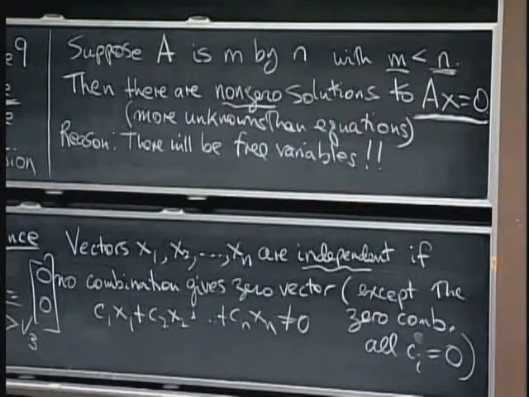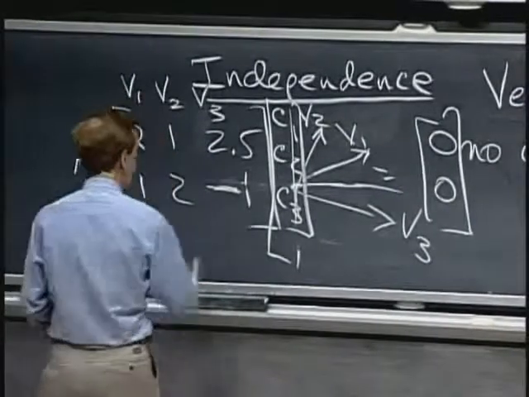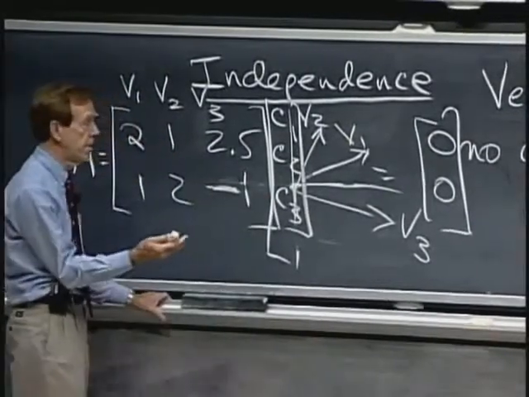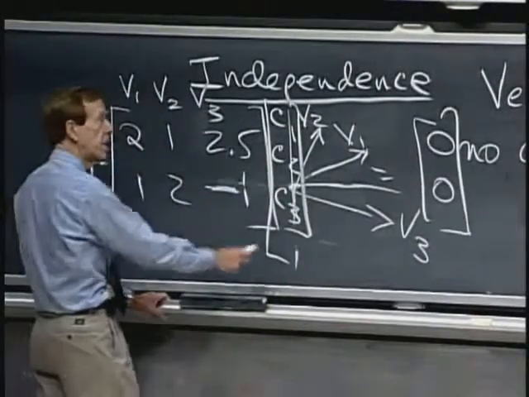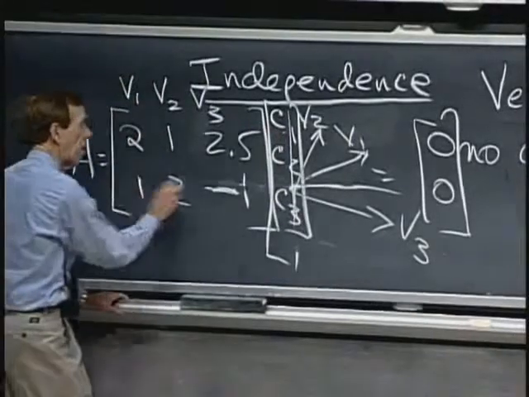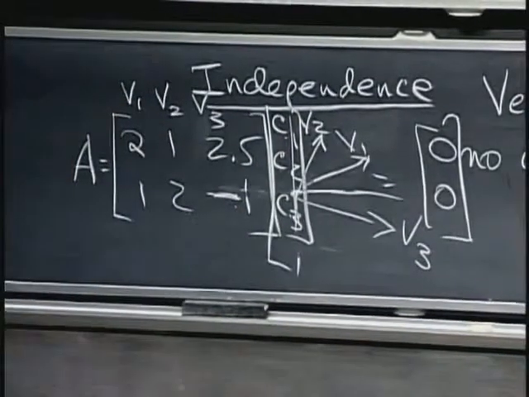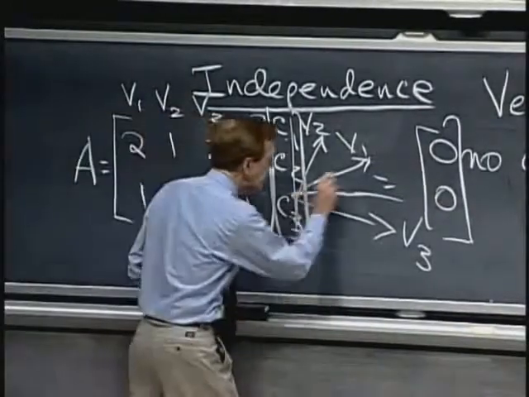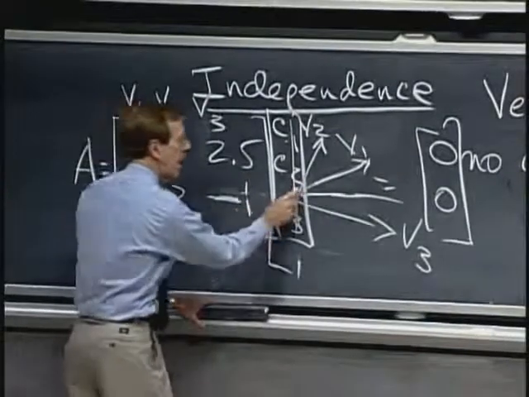When I have a matrix, I'm interested in whether its columns are dependent or independent. The columns are dependent if there is something in the null space. The columns are dependent because this thing in the null space says that C1 of that plus C2 of that plus C3 of this is 0. So in other words, I can go out some V1, out some more V2, back on V3, and end up at 0.